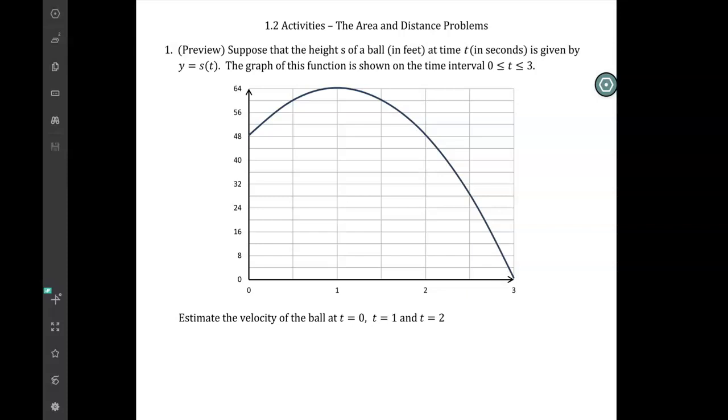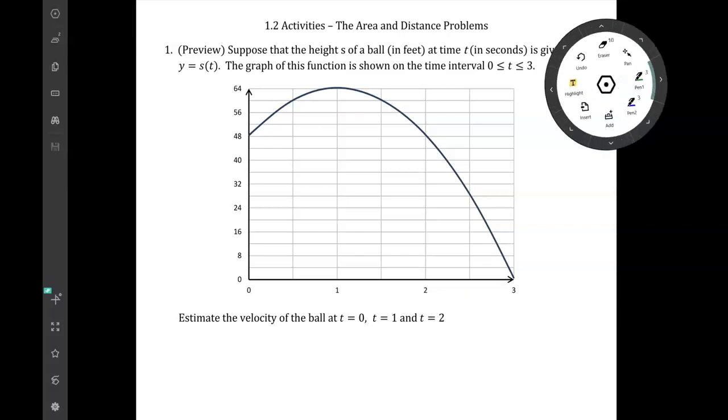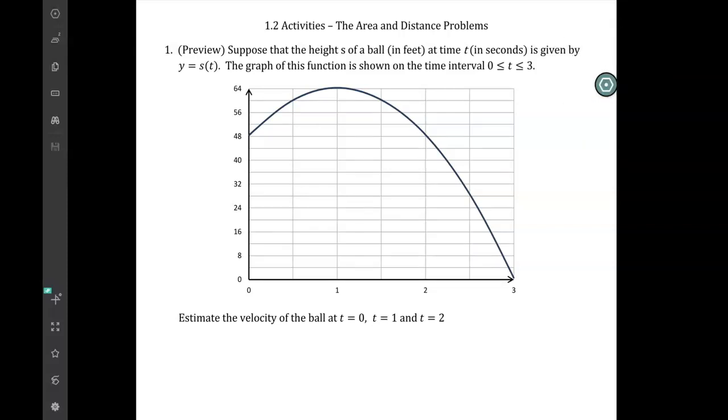One is if we want to estimate the slope of a tangent line, how do we do that? Two is if we have a position function and we want to estimate velocity, how do we do that? We want to work towards reversing those, but in this first example, I just want us to remember the original direction. So we have a graph of a position function, height of a ball in feet, as a function of time in seconds. And we're supposed to estimate the velocity of the ball at t equals 0, 1, and 2. So these are the points that we're interested in.